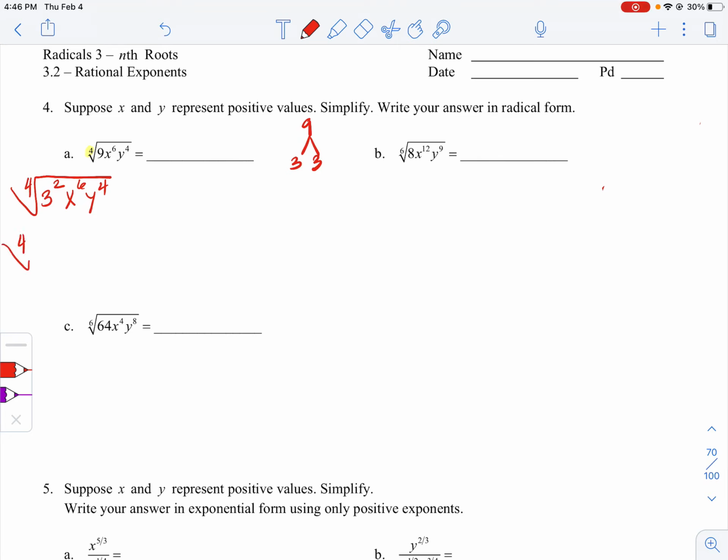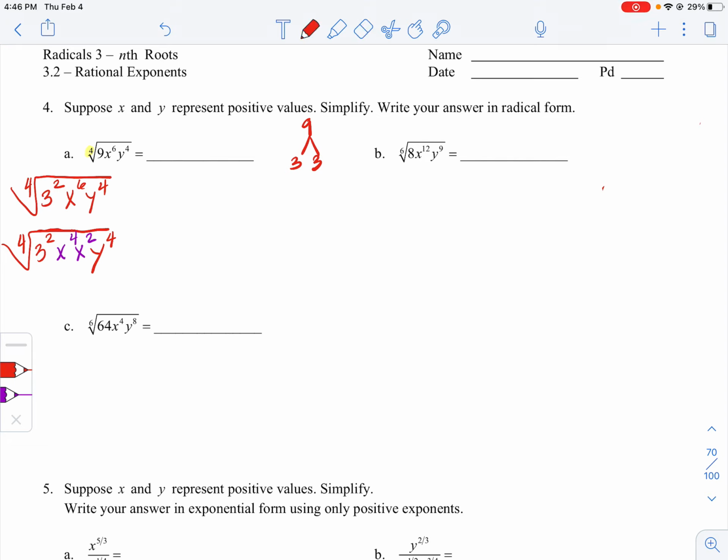So that is a fourth root of 3 to the power of 2, x to the power of 4, x to the power of 2, because there's still 6, right? I still need to make 6 x's. And that's why I have to have x to the power of 4 and x to the power of 2. And then y to the power of 4. And I think we can now put our final answer.